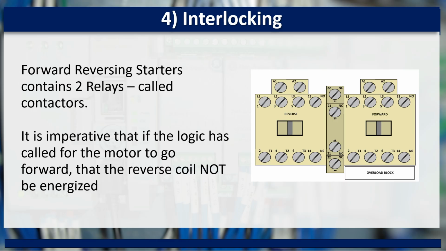Reversing starters normally include a mechanical interlock that prevents one contactor from closing while the other is closed. The control logic must also provide an electrical interlock, preventing the forward and reverse coils from being energized at the same time. Together, these provide redundancy against a serious fault.